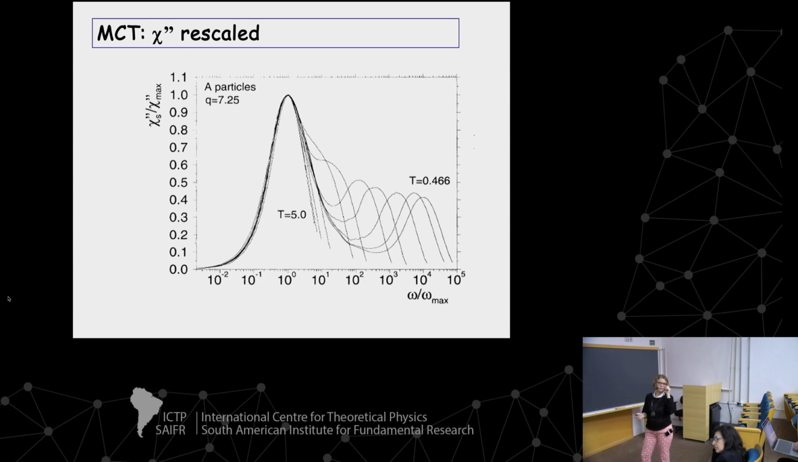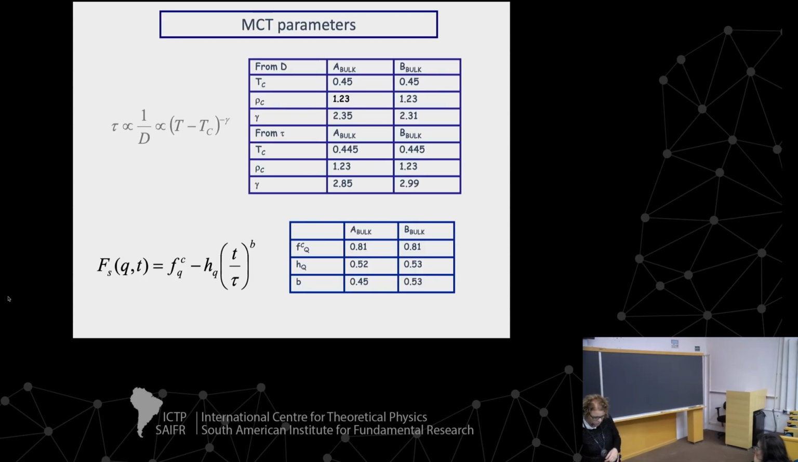If you want to prove the time-temperature superposition principle, you can do it also in the omega frequency by dividing by omega max. And as you see, all the curves collapse in the low frequency, the alpha relaxation curves collapse in a master curve, as you see for this part very well. And then, of course, when you get out of the window, you have some deviation.